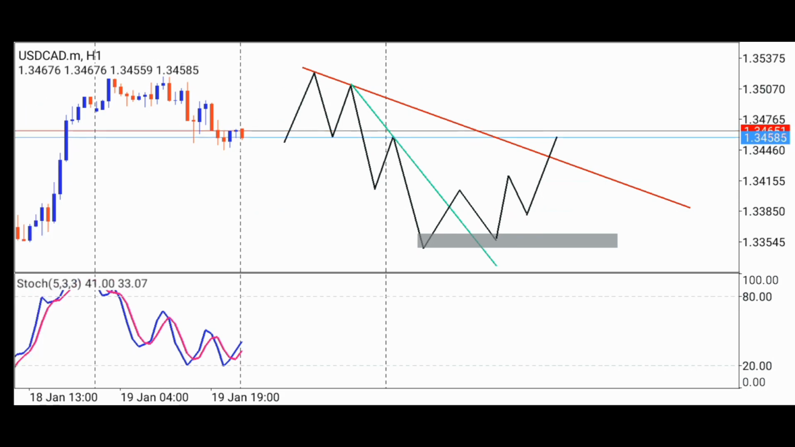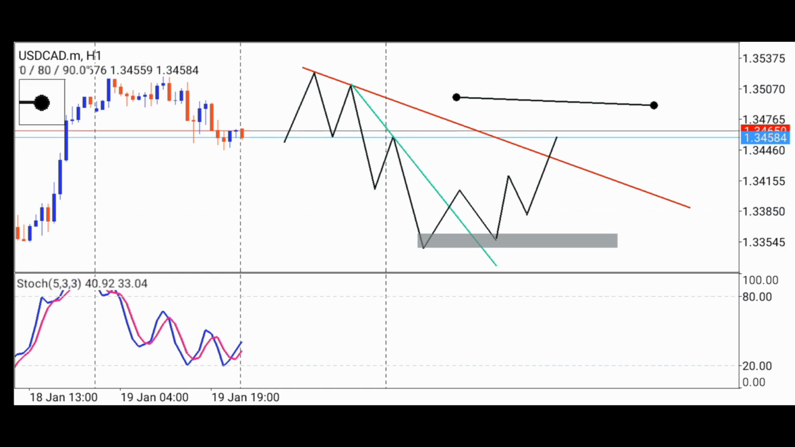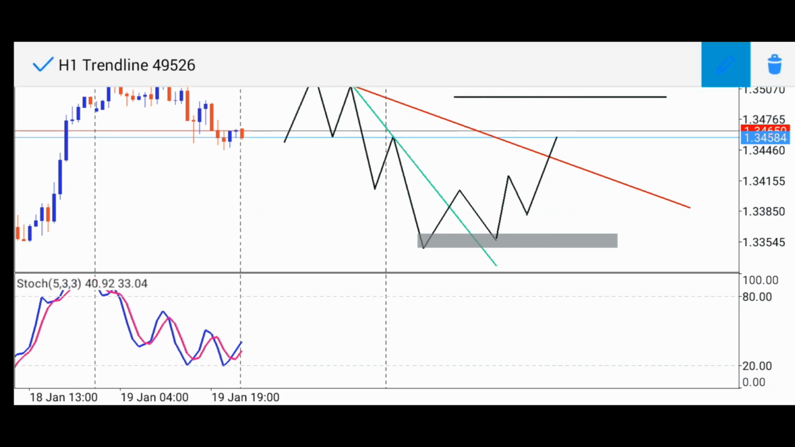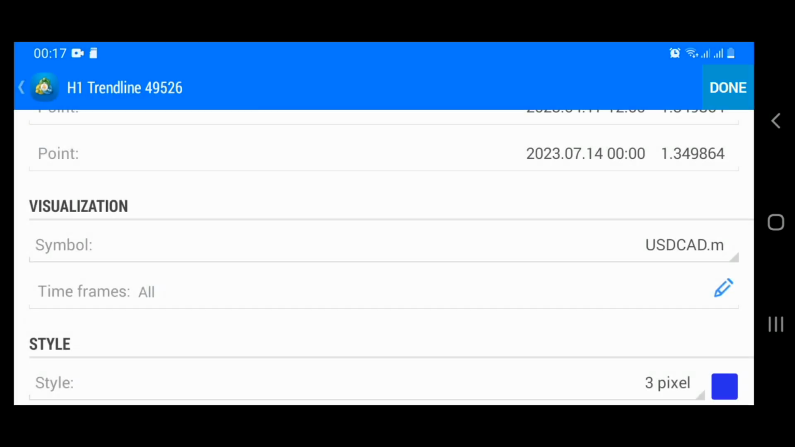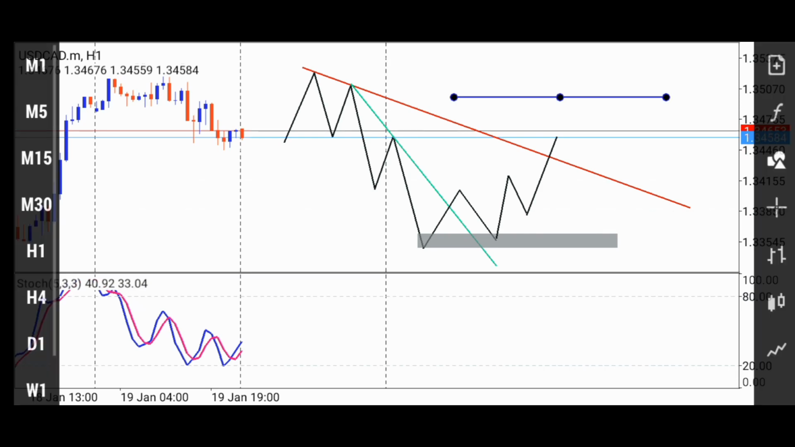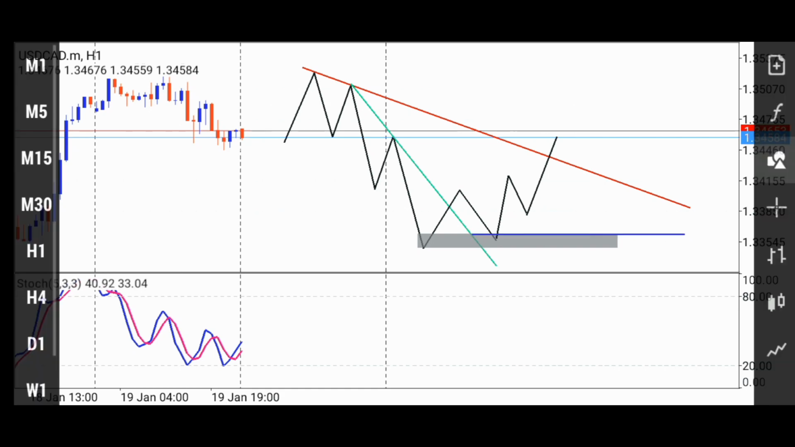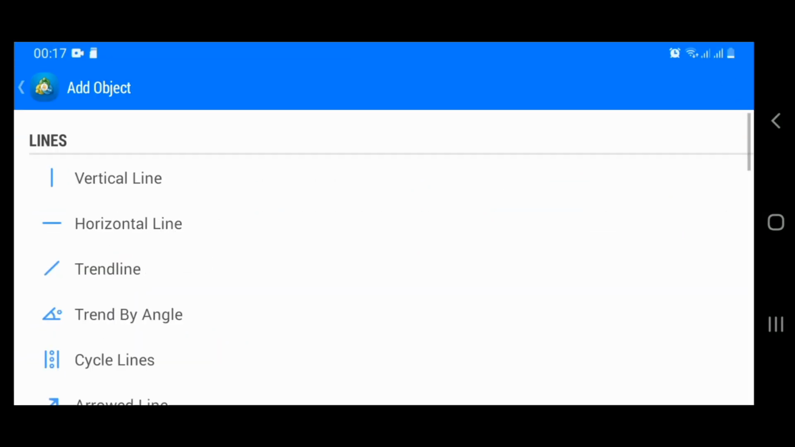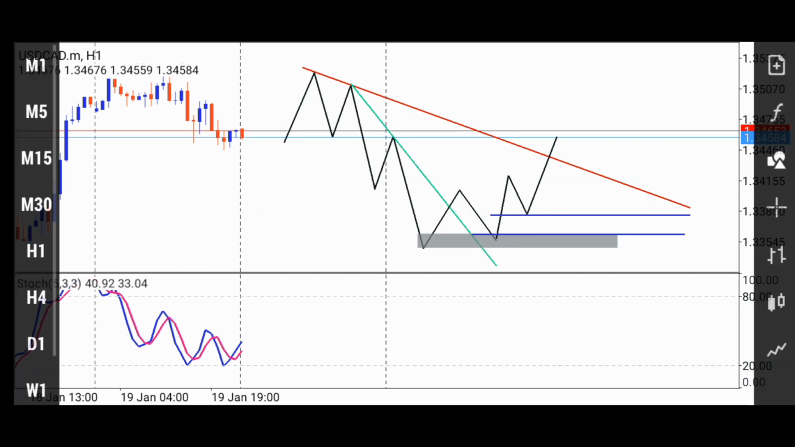So this level here, which I will mark maybe in blue, is your buy level. This here is your buy level. You buy here. And then this here is your second buy.